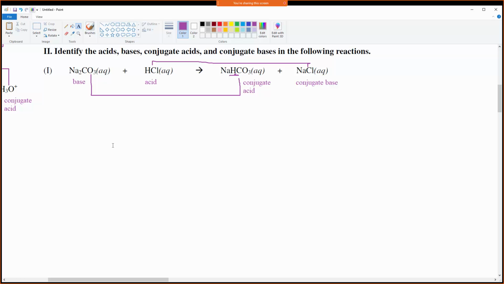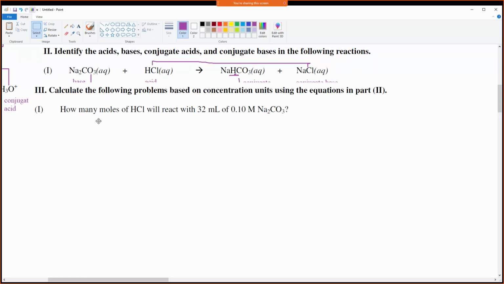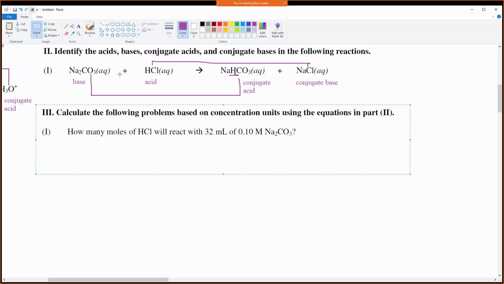This is section 3. And section 3 in your worksheet is referring to this equation we just did in section 2. And it says, how many moles of HCl is going to react if I'm using 32 milliliters of 0.1 molar sodium carbonate? Now, there's nothing new in this question. I could have put this on your last exam. You should have been able to do this. This is chapter 9 stuff.